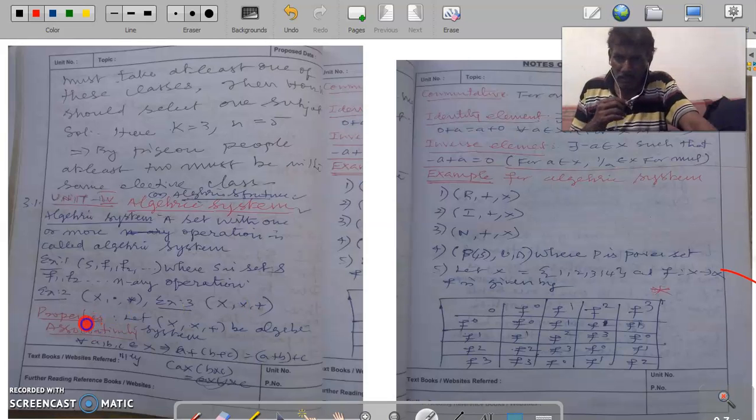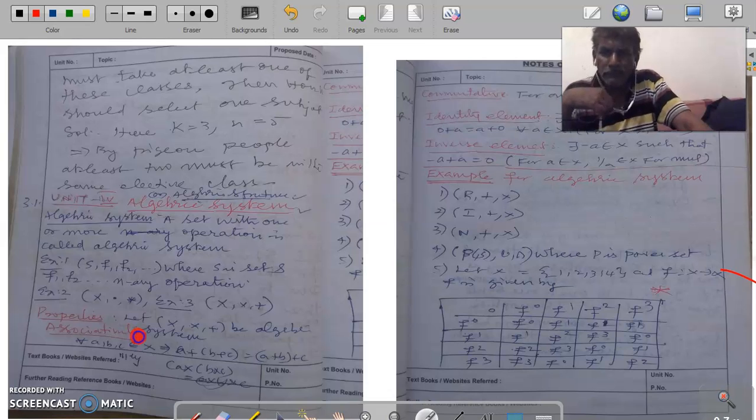Now, properties of an algebraic structure. The first one is called associative. Associative is the first property of an algebraic structure. What does this property say? If A, B, C all belong to the set X, then (A + B) + C equals A + (B + C). See how the right hand side and the left hand side are associated.